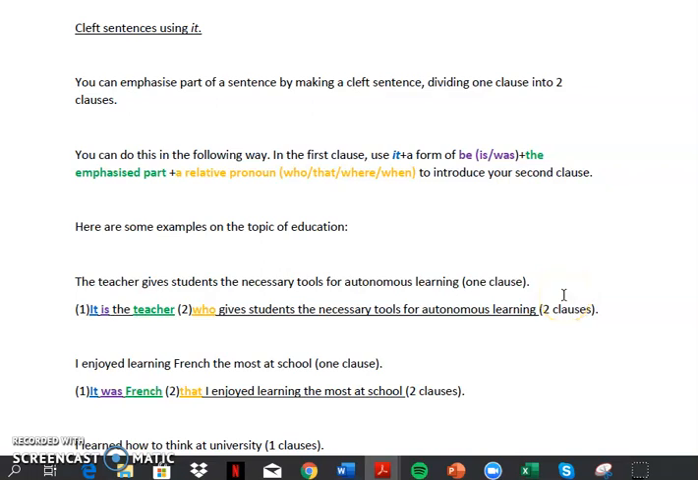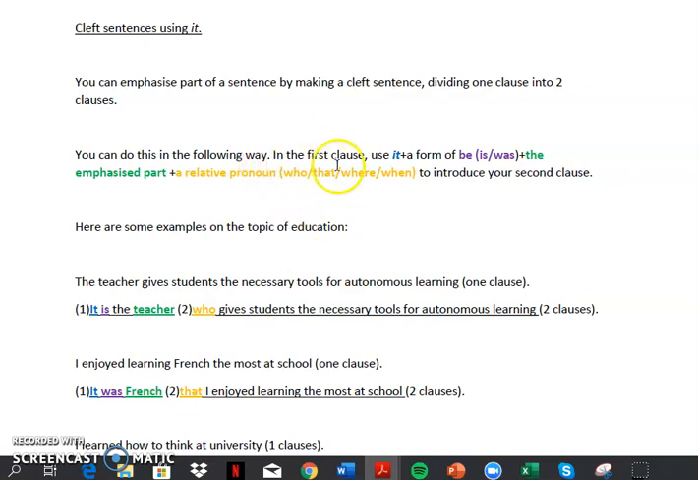So today we're going to talk about cleft sentences using it. Okay, so you can emphasize part of a sentence by making a cleft sentence, dividing one clause into two clauses. You can do this in the following way.